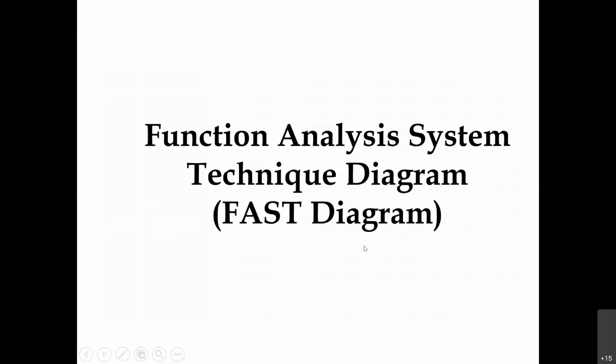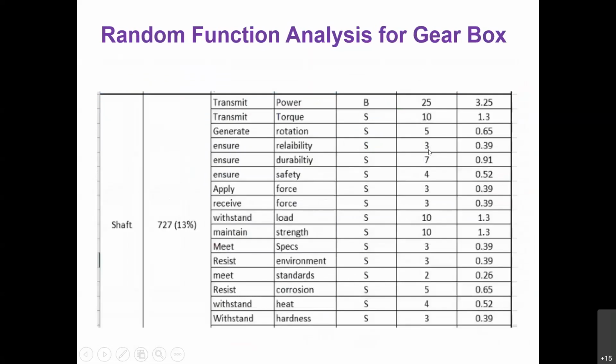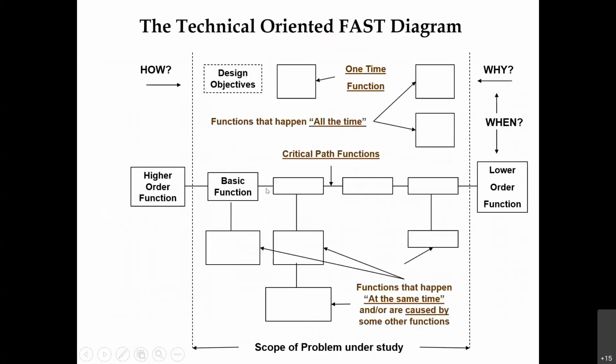Now you are going for a technique called a FAST diagram. Whatever functions you have randomly written, you need to put in a structured manner called a FAST diagram. This is the FAST diagram. It has one left scope line and one right scope line.